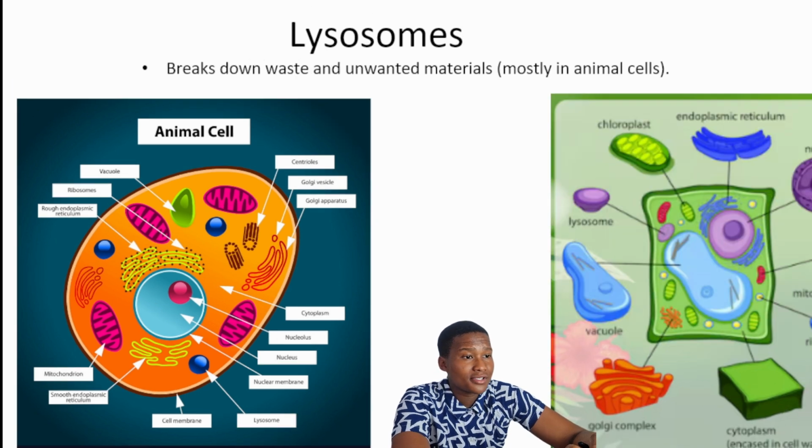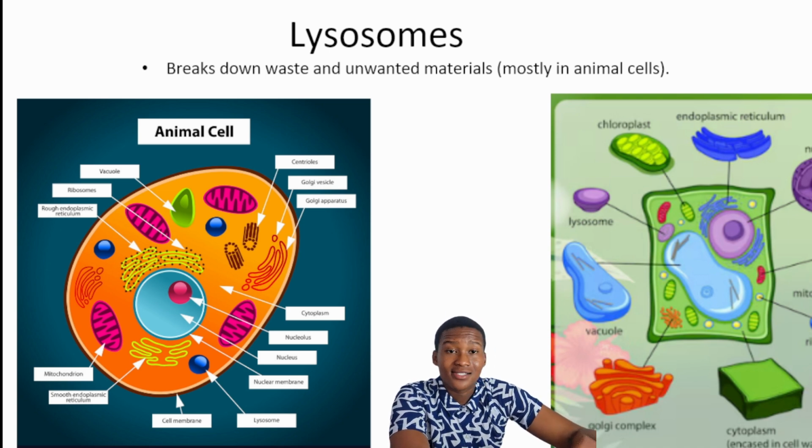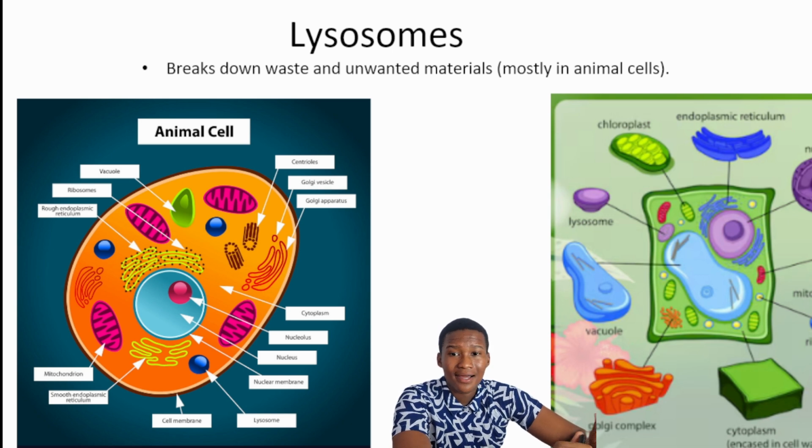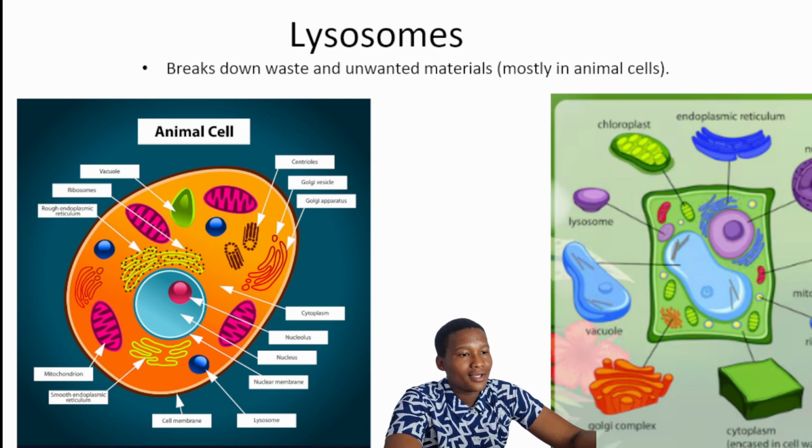So the lysosomes break down waste and unwanted materials. Let's say, for example, there's a virus here. A virus is a waste in a cell. The lysosome is the one that breaks that waste, that virus, down so that it basically kills it. It also breaks down injured organelles.